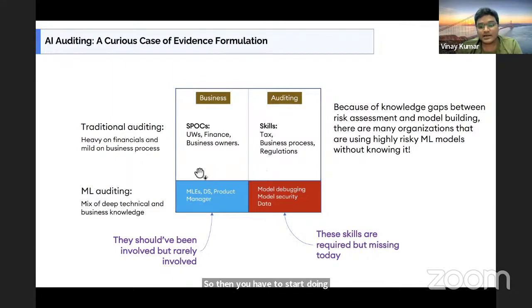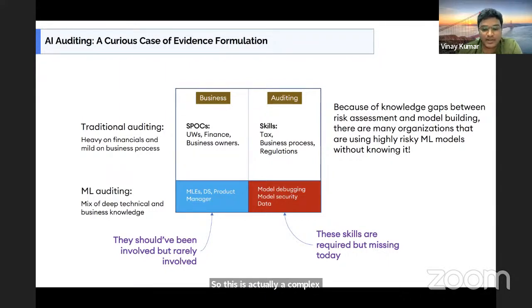But the problems are there on both the business front and the auditing front. Businesses do not involve these data science and AI/ML teams as of now, at least in a majority of scenarios. They're not involving the builders of these models, right? It's primarily the process owners who take the ownership and try to share the information. From the auditing side of things, also, they do not have the expertise, or at least the expertise is still yet to be built from an auditability standpoint.